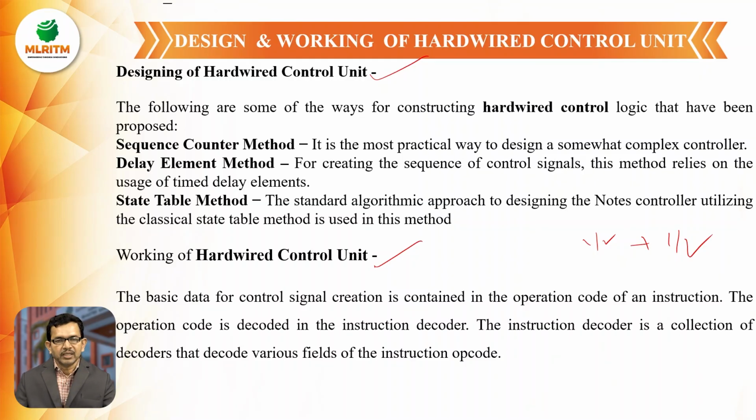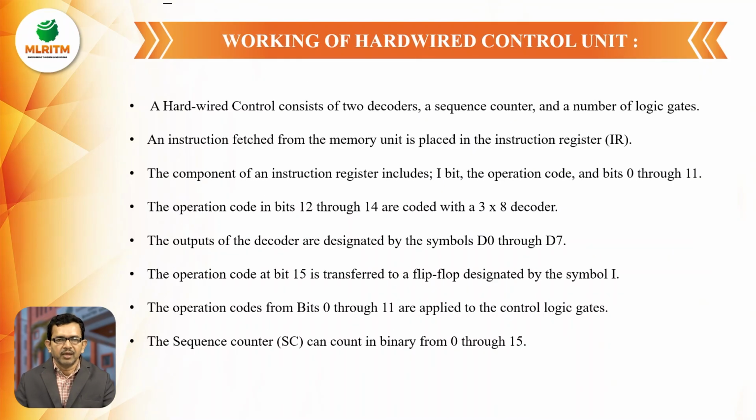Now, if you go to the working of the hardware control unit, the hardware control unit is the basic data for control creation and also the operation code of the instruction. The basic thing we have to see while we are trying to execute the hardware control unit is that once the control unit is implemented, the control logic gates will work. The control logic gates work on the control implementation of the given hardware control unit by giving the input. We'll see how the working of the hardware control unit is going to be done.